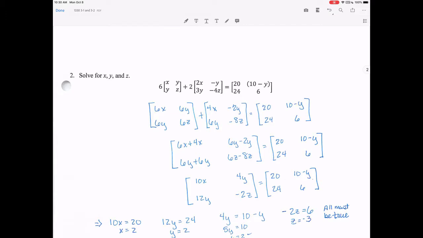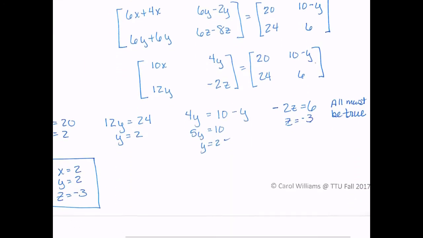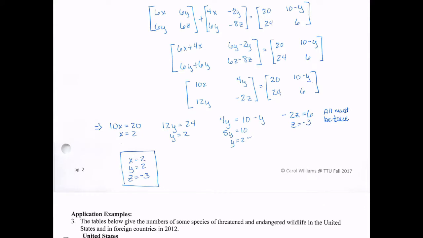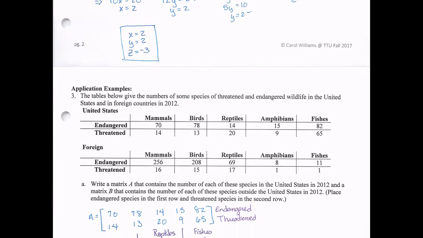Okay? And so that means that we get 6x plus 4x, which is 10x. Then we're going to get 6y minus 2y, which is 4y. Then we're going to get 6y plus 6y, which is 12y. 6z minus 8z, which is minus 2z. Then we set each of those equations equal to the right side, and then we solve. Okay? Addition and subtraction, you do term by term.